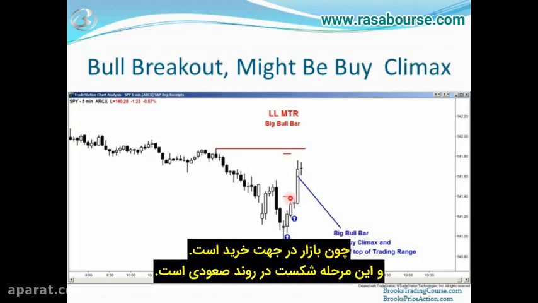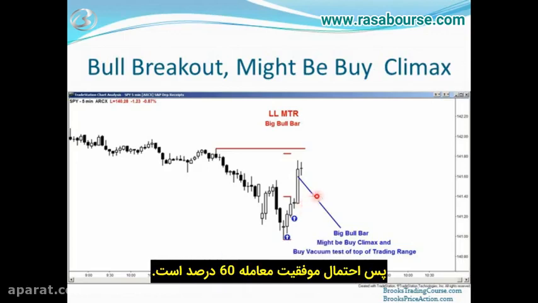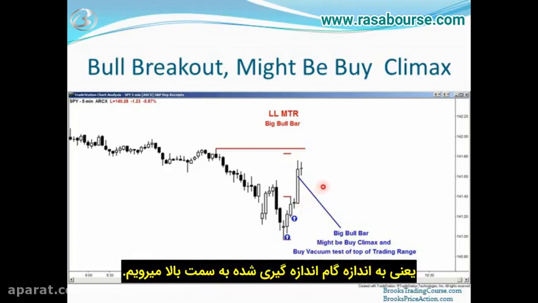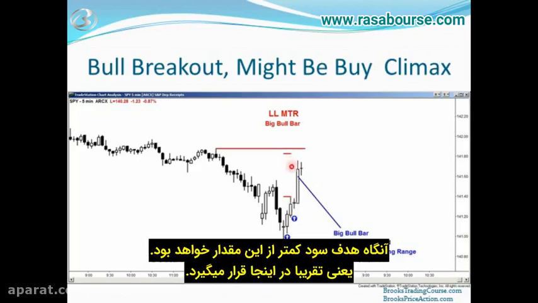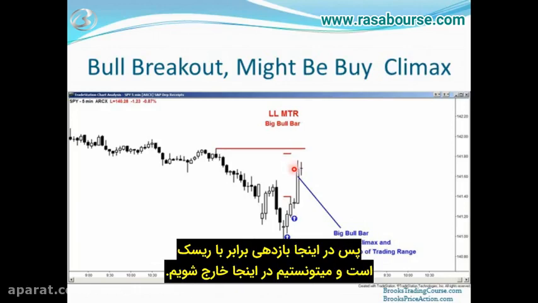Since it's always in long, and it's the breakout phase of a bull trend, the probability is 60% that you'll get a measured move up. The initial risk is down to below the bottom of the spike, so if you bought this close, your profit target probably would be lower, maybe around here. You could already exit with a reward equal to your risk.